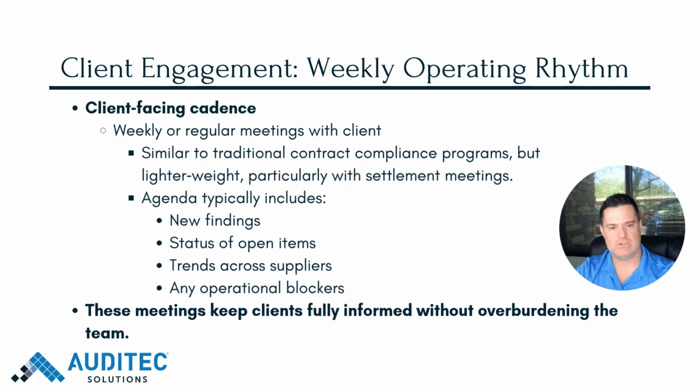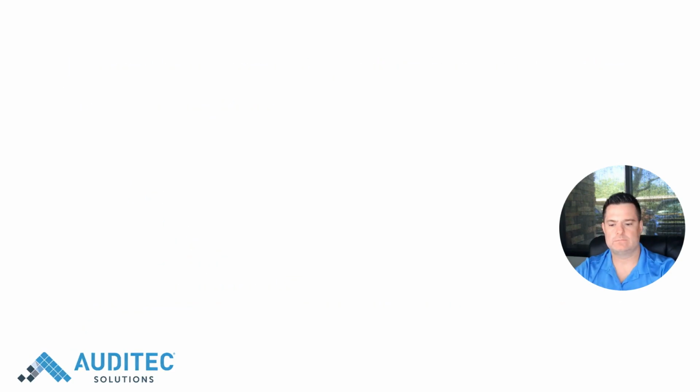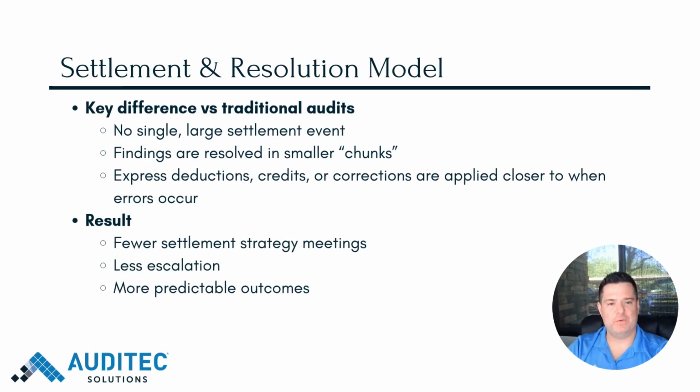We're raising the issues that are straining the relationship or should strain the relationship, with the idea of making the relationship better between your supplier and yourself. So some of this slide is going to be redundant with what I've already said in previous slides, but I think it's a good summary. So, the settlement and resolution model. What are the key differences we see in a real-time contract compliance audit versus a traditional contract compliance audit?